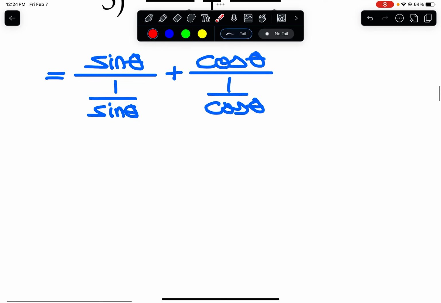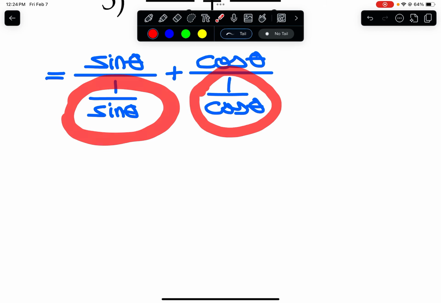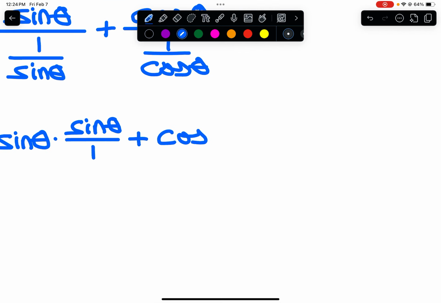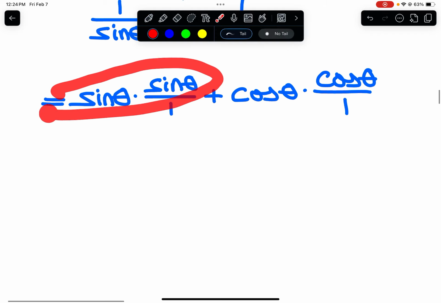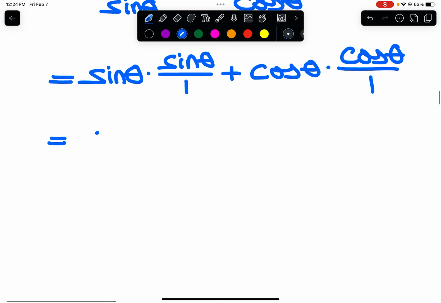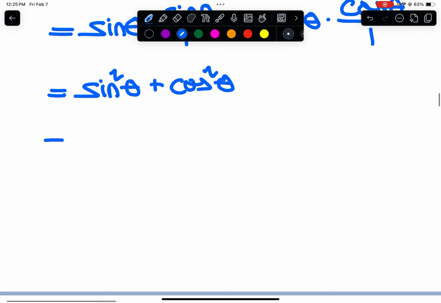Now I'm going to multiply by the reciprocal since we're dividing these fractions. So this is going to turn into sine theta times sine theta over 1, and then cosine theta times cosine theta over 1. Now I'm going to multiply these since they're technically both numerator values. So when we multiply the numerators together, that's going to give me sine squared theta plus cosine squared theta, which hopefully you remember is a Pythagorean identity, this is Big Papa. So that's going to equal 1.